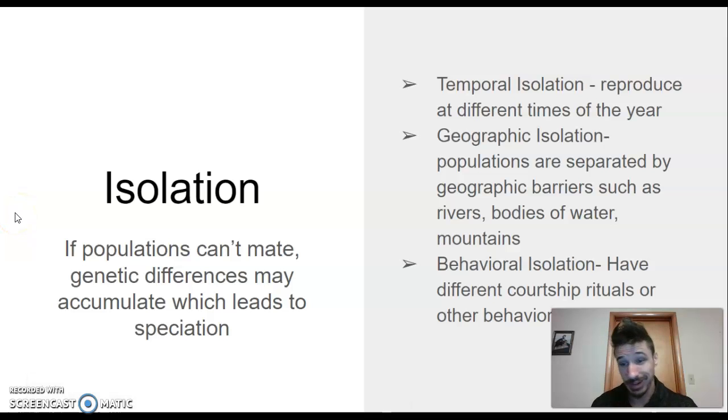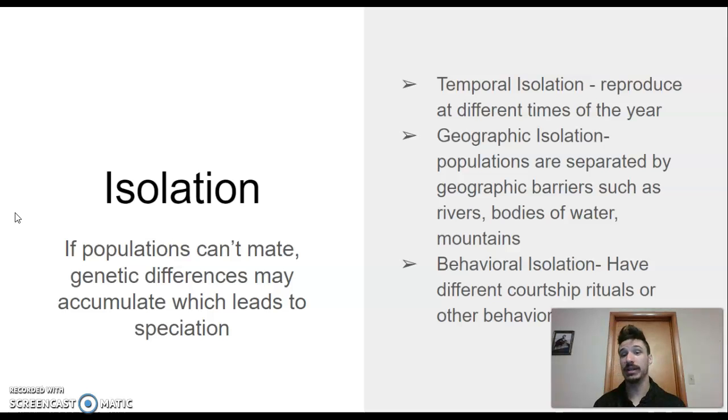All right, folks, so now we're going to talk about isolation and what that can do to a population. If a population can't mate, genetic differences may accumulate, which leads to speciation. The types of isolation we're going to talk about are temporal, geographic, and behavioral.